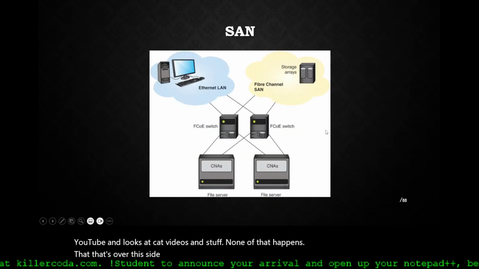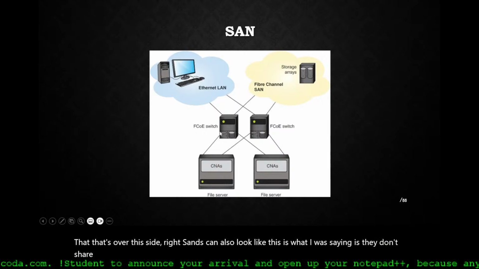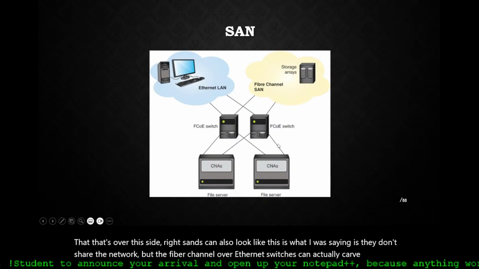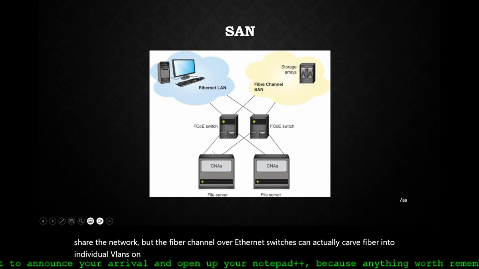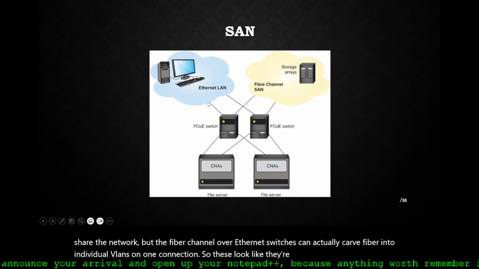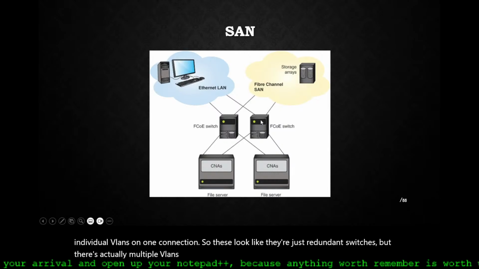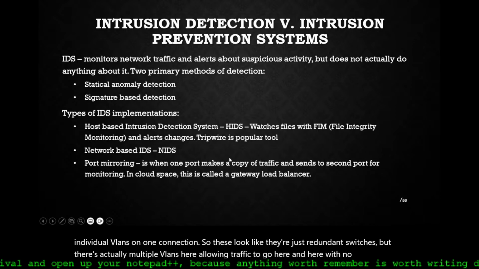All right. SANs can also look like this. This is what I was saying, is they don't share the network, but the fiber channel over Ethernet switches can actually carve fiber into individual VLANs on one connection. So these look like they're just redundant switches, but there's actually multiple VLANs here, allowing traffic to go here and here with no conflict.